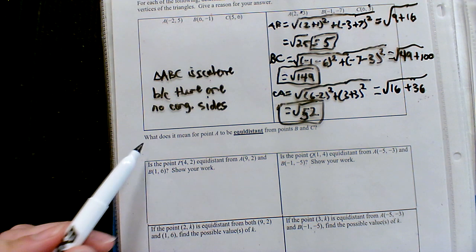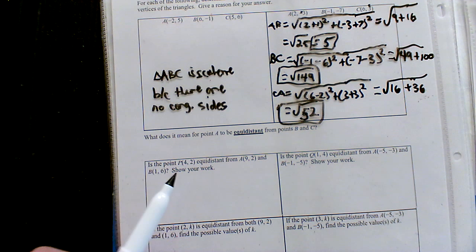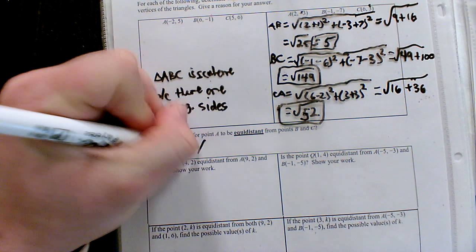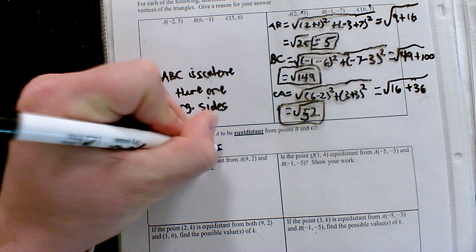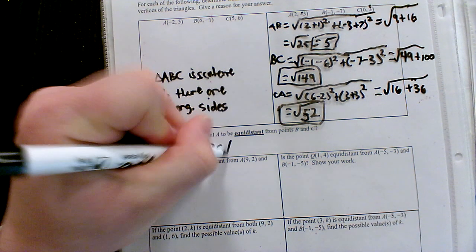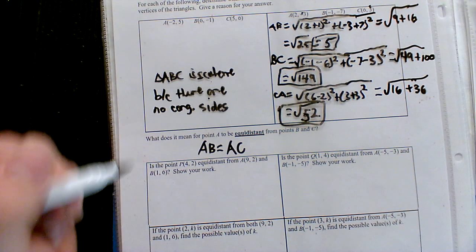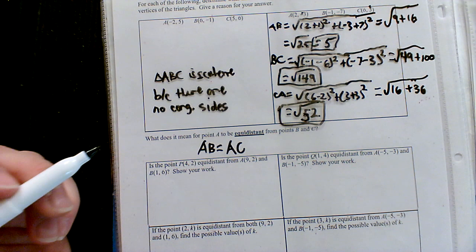So now if we go down to here, it says, what does it mean for point A to be equidistant from points B and C? It is usually the same distance from both points, meaning it will not be scalene, but it could be isosceles or equilateral. Okay, so it's going to be the same distance, so what we're saying is side AB is going to be equal to side AC, because we know two of them are going to be the same.